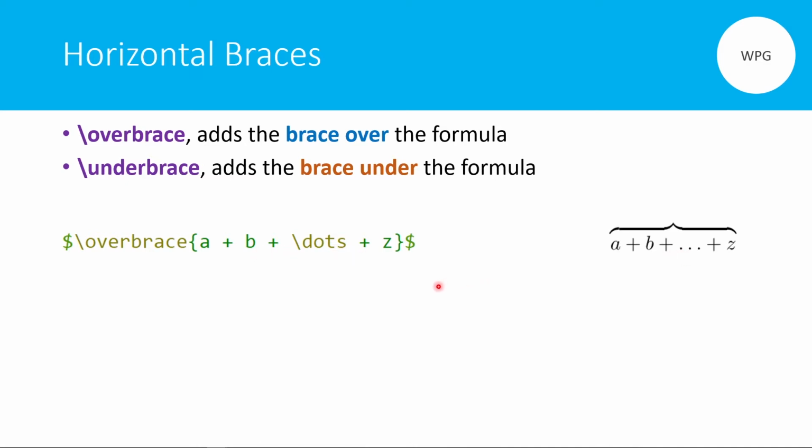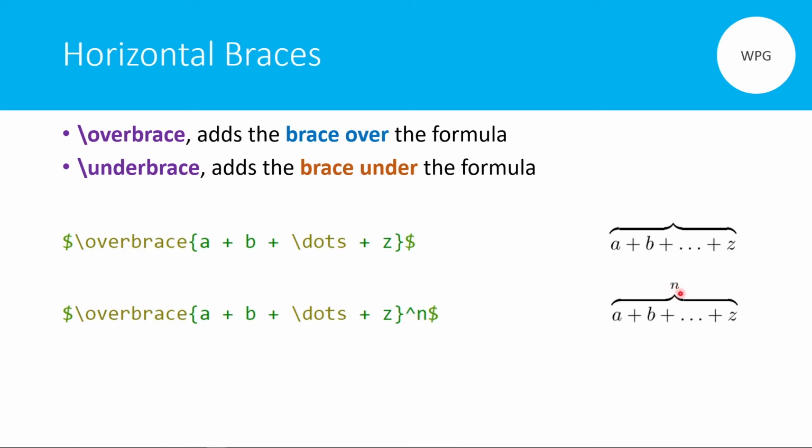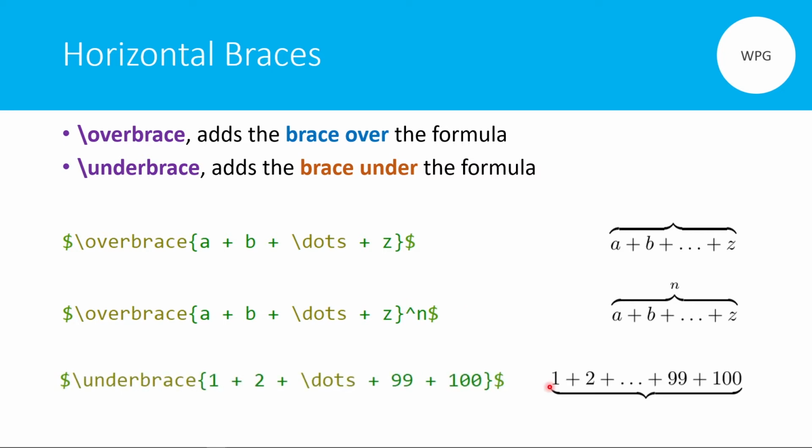The label can be added above or below the braces by the superscript and subscript commands. For example, here the label is added above the brace by inserting the superscript command and the text n. The n is coming above the brace. Similarly, the brace can be added below the formula. Here the brace is coming below the expression 1 plus 2 plus 299 plus 100.